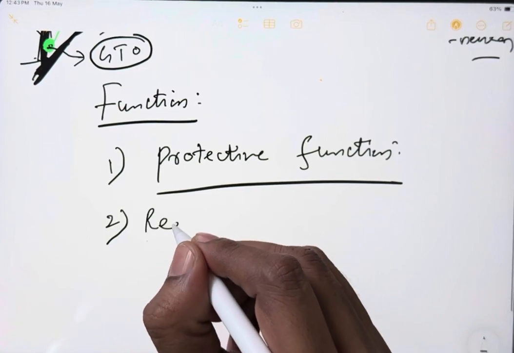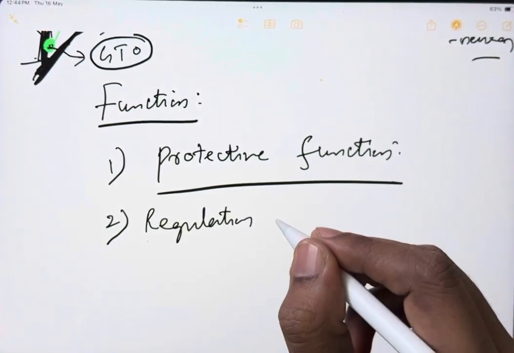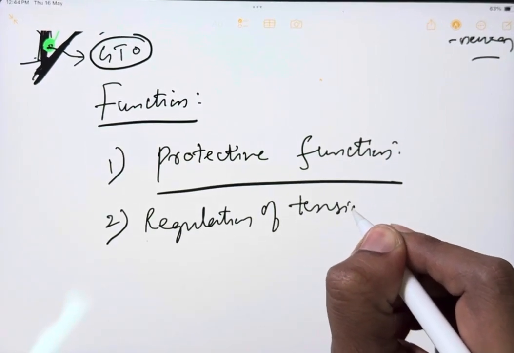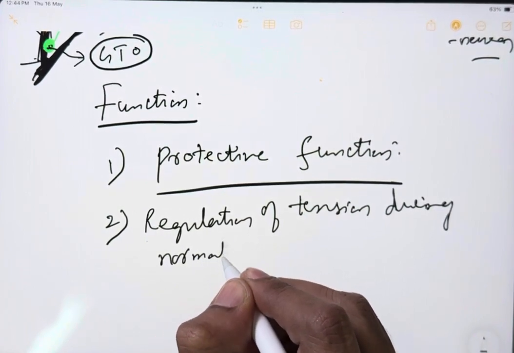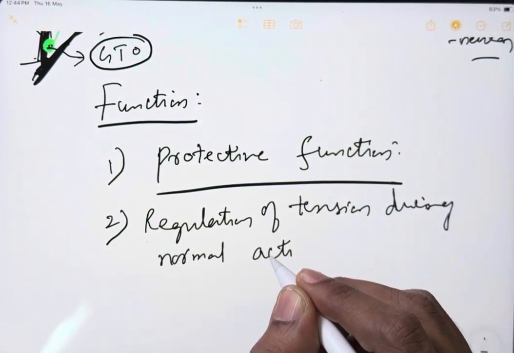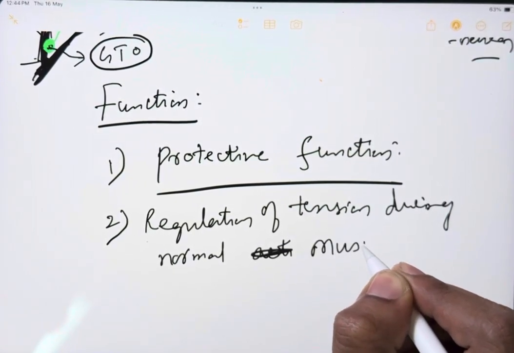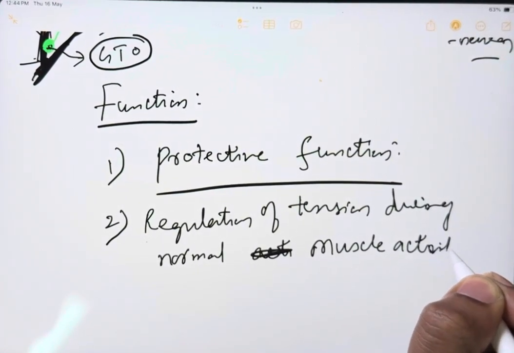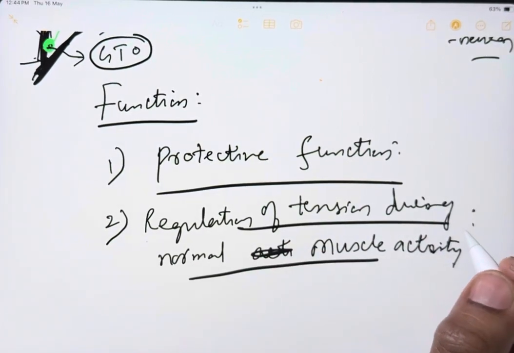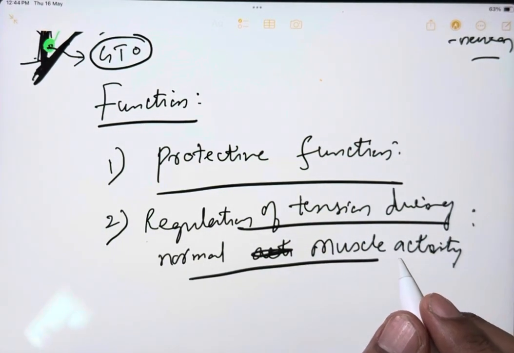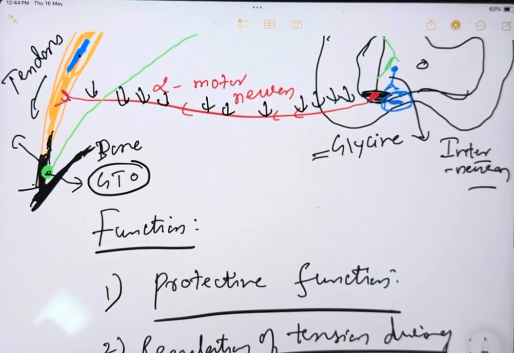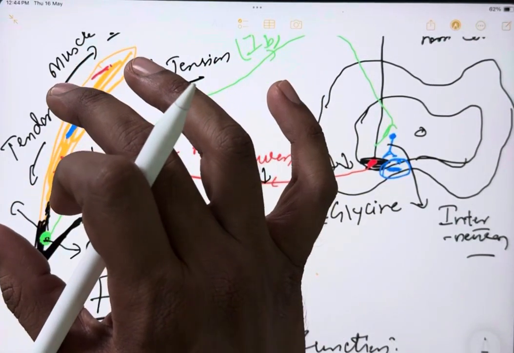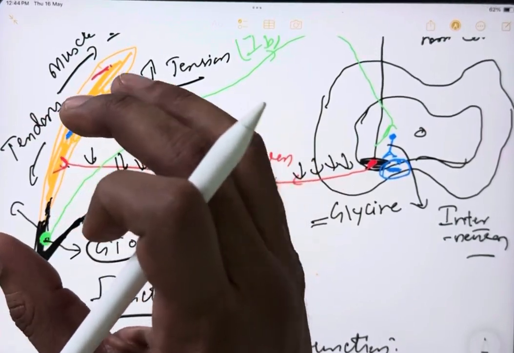And second, another important function is it helps in the regulation of the tension in the muscle during normal muscle activity. It will reduce the tension by its autogenic inhibition, which indicates that the force generated when the muscle contracts is the stimulus for its own relaxation. When too much force is generated, it will regulate the tension and inhibit it.